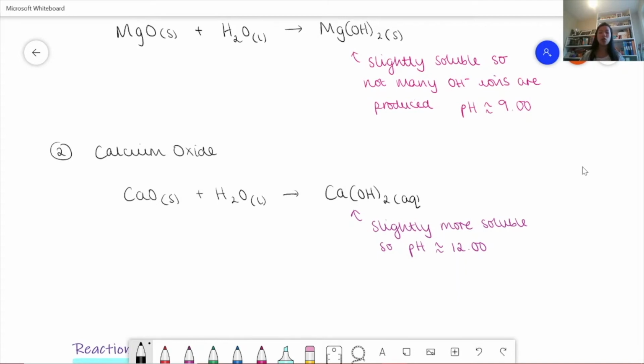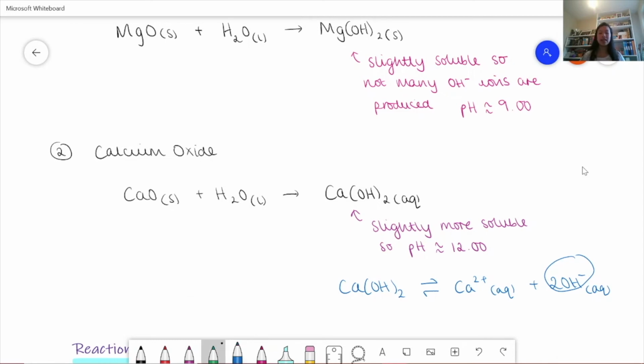reacts with water to form calcium hydroxide, and this is slightly more soluble, and this is used to treat acidic soil, so this is slaked lime, and so because it's slightly more soluble, we get that the calcium hydroxide dissociates to form Ca2+ ions and also 2OH- ions. And these 2OH- ions are what makes the pH more alkaline.